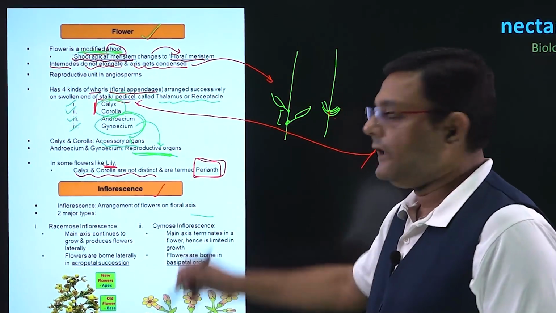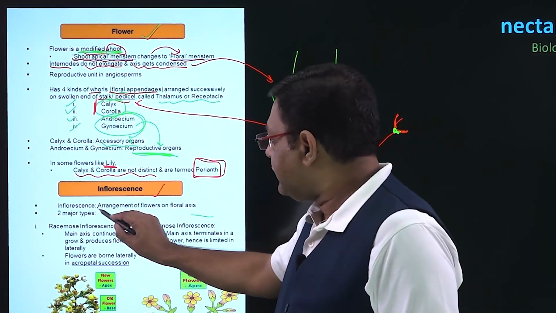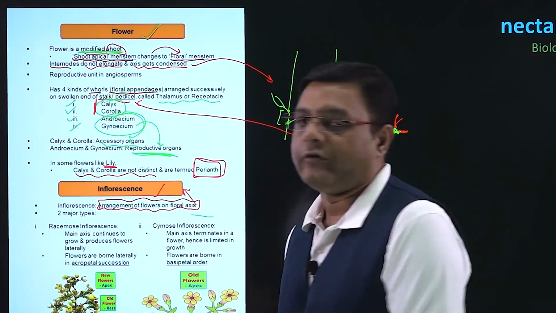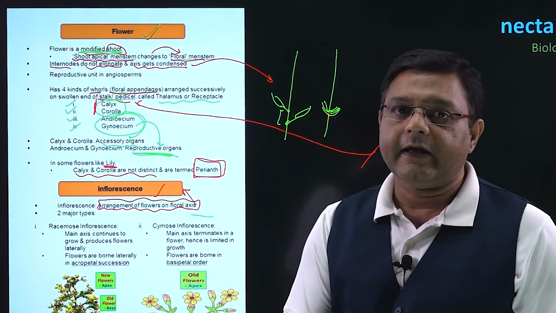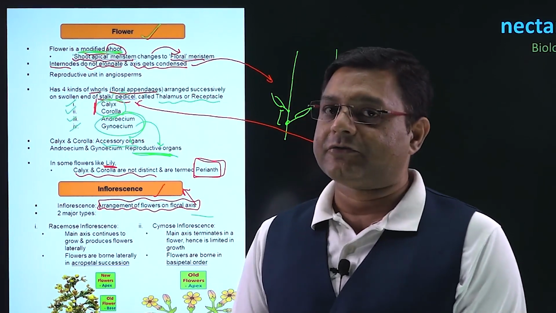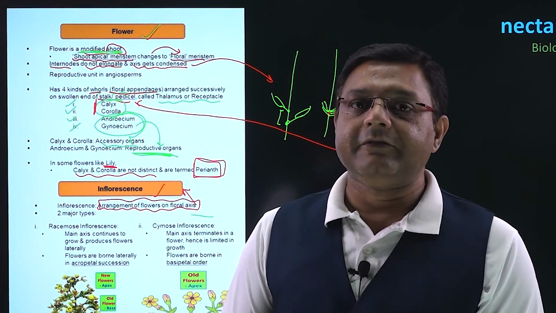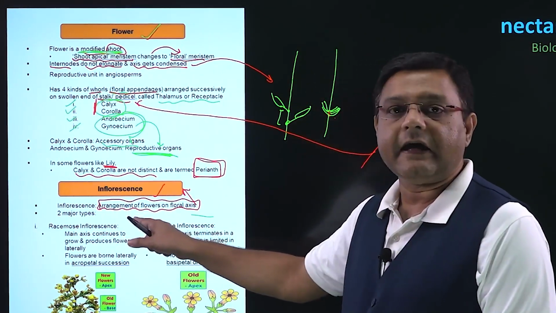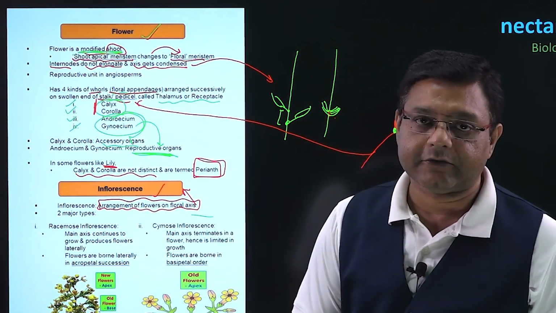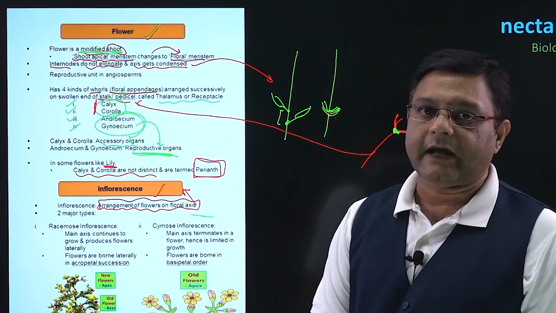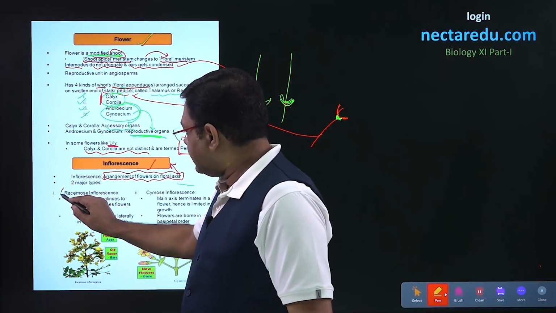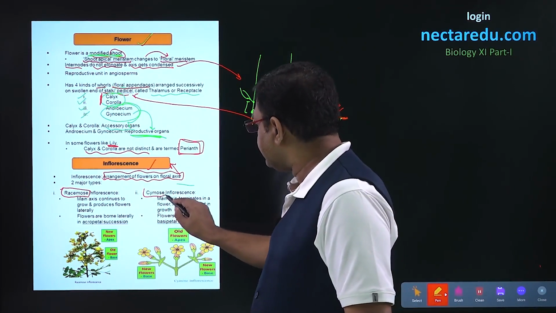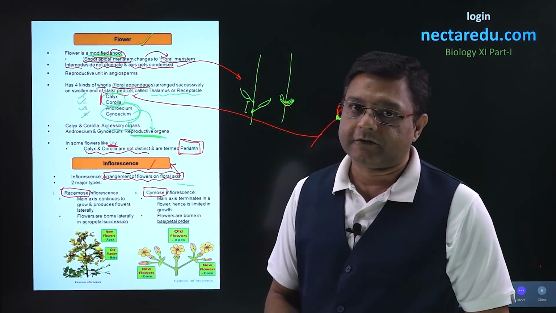Next, talking of the inflorescence. The arrangement of flowers on the floral axis will be called inflorescence. The point to be noted here is that there is one more term called phyllotaxy. Phyllotaxy is the arrangement of leaves on stem or branches, and inflorescence is the arrangement of flowers on the floral axis. There are 2 major types of inflorescence. The first is called racemose inflorescence, and the second is called cymose inflorescence.